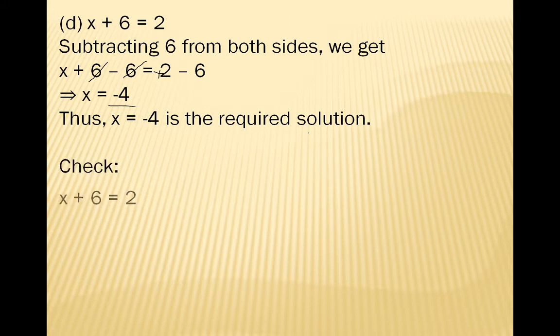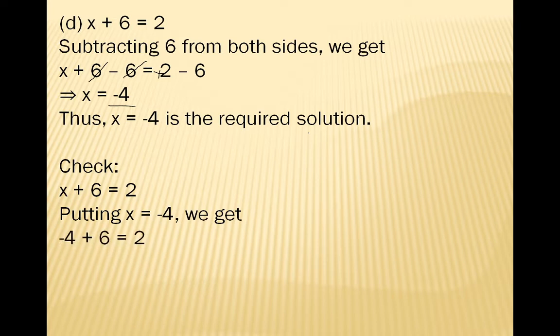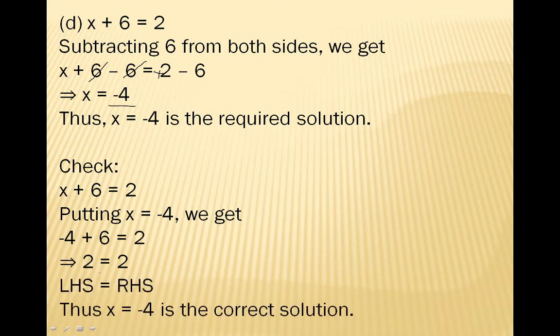And how can we check this? We have to put this value of x, that is negative 4, and we get negative 4 plus 6 is equal to 2. Negative 4 plus 6 carry different signs, so we have to subtract them. So 6 minus 4 is equal to 2, and 6 is the bigger number which carries the positive sign, so 2 is equal to 2, that is LHS is equal to RHS, and x is equal to negative 4 is the correct solution.